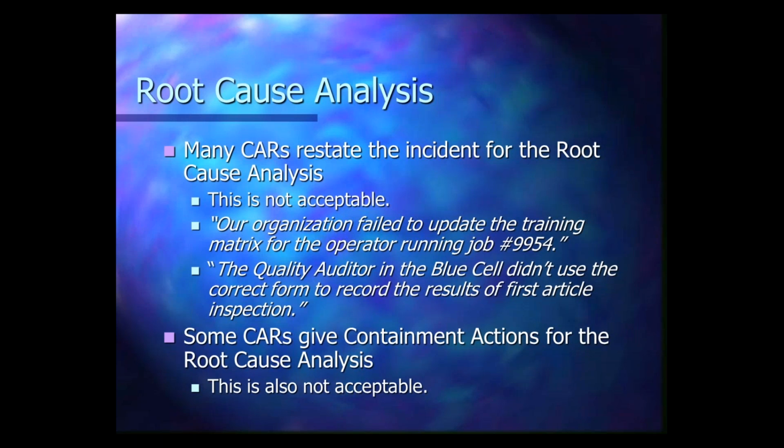Or the quality auditor in the blue cell didn't use the correct form to record the results of first article inspection. Again, we know this. The PGR auditor told you this. Why wasn't the correct form being used? So this is the most common pitfall in root cause analysis, restating the incident itself and not digging deep enough, not asking why enough times. Another pitfall, although not as common, is giving the containment action for the root cause, also not acceptable.